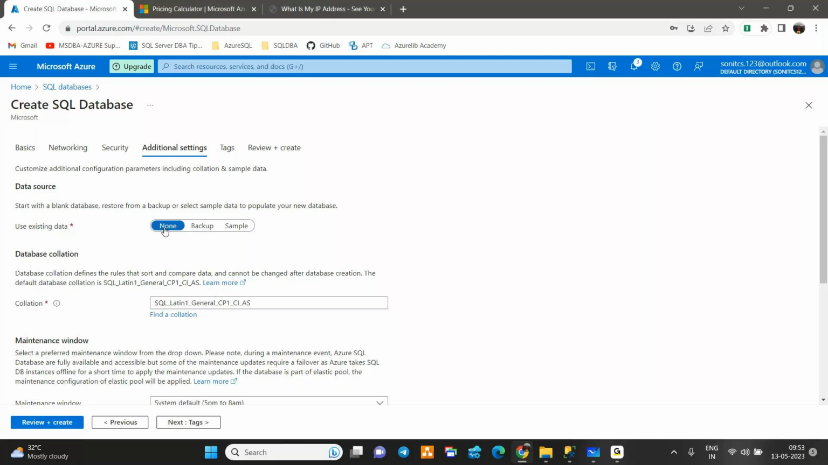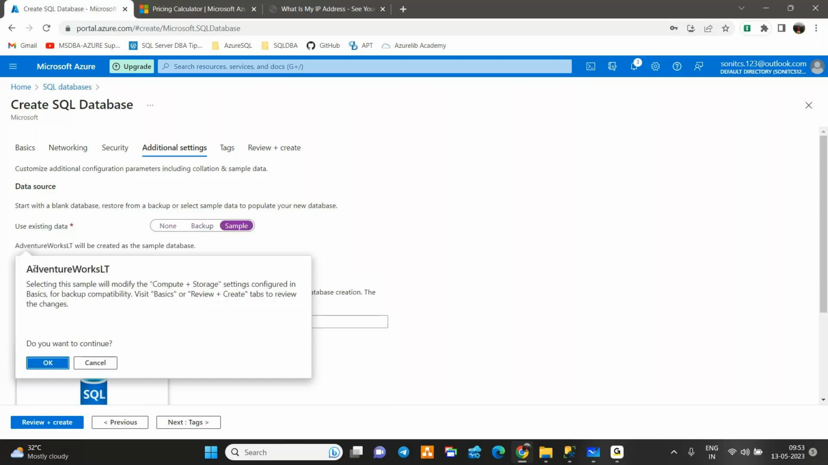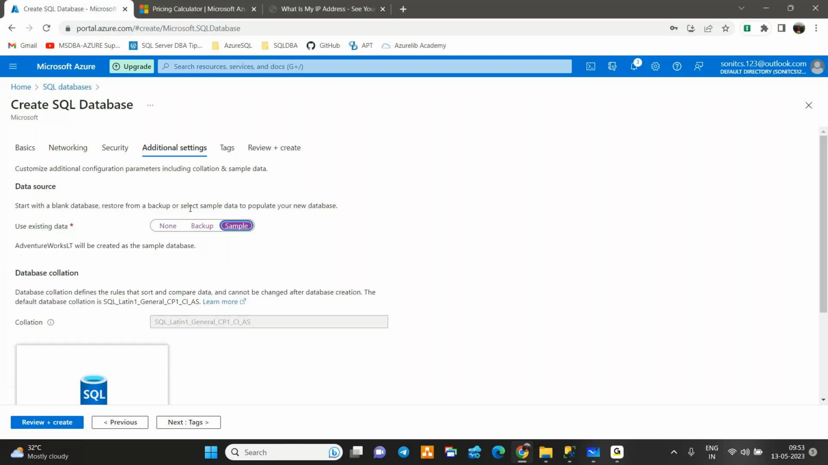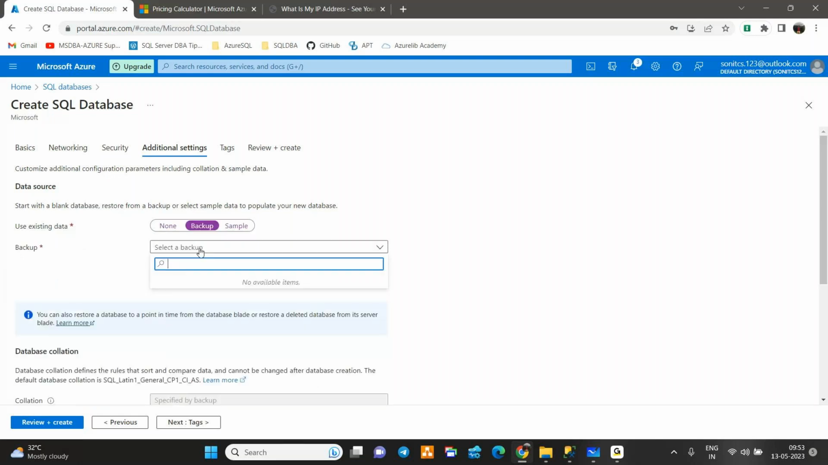I want sample data like AdventureWorks data, then go for sample. If you already have a backup of this database, then you can go for backup, not like our traditional backup. Currently there is no backup. I am going for sample so that I will see some data.